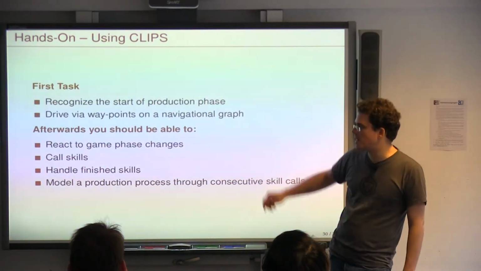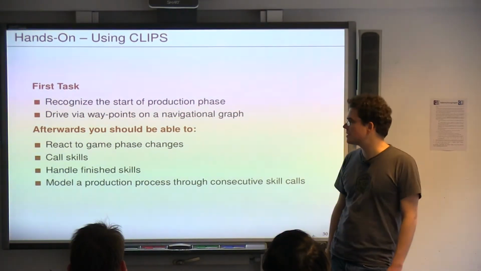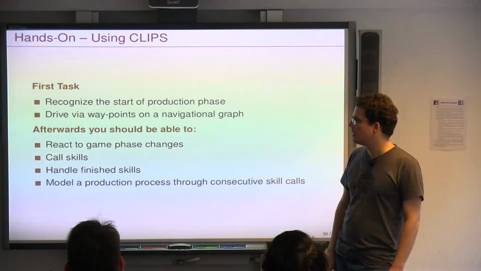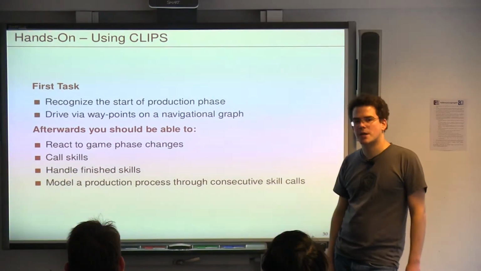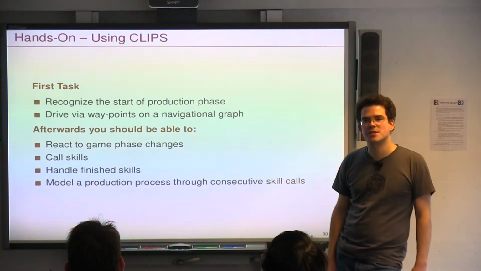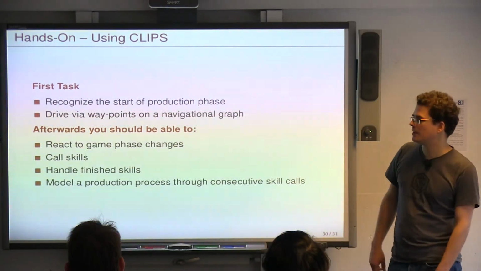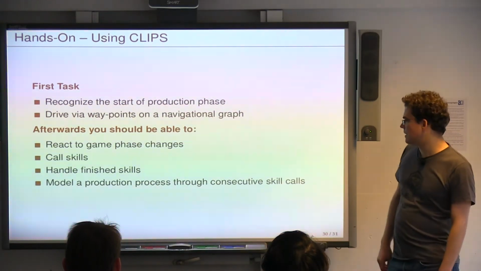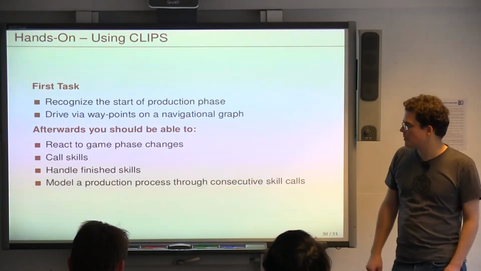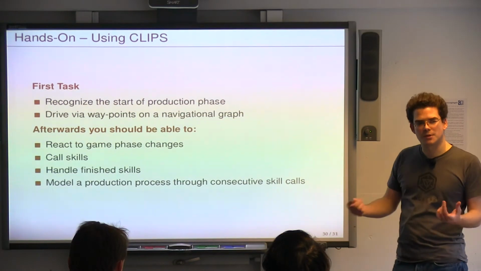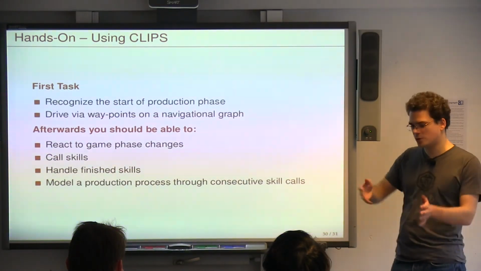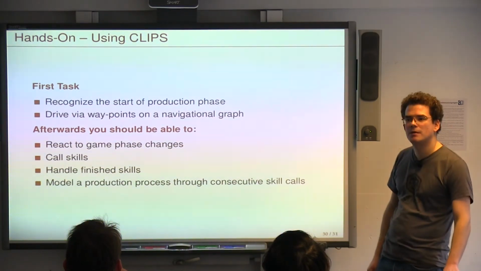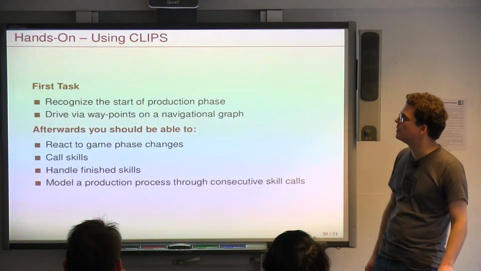And afterwards you should be able to react to game phase changes. So maybe you also want to stop when the game is pausing, etc. You should be able to call skills from the agent, handle finished skills. So you will have a state of the skill in your knowledge base. And you should also be able to model a production process through consecutive skill calls. So you should call them one after another. Let's see how far you come today, but I think it's doable.